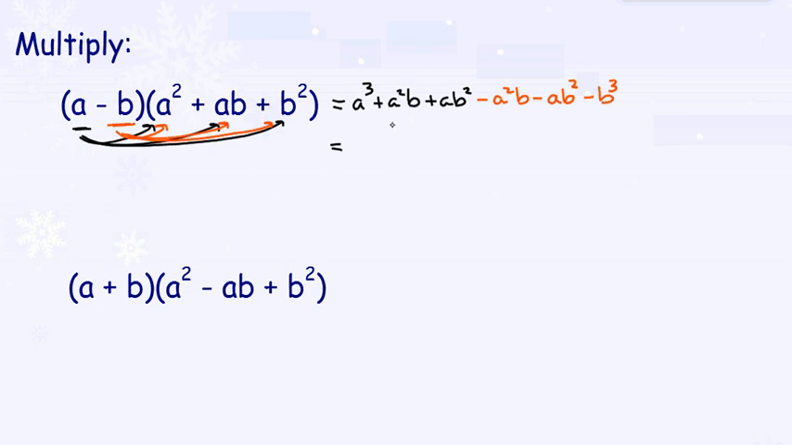So notice that we have a plus a squared b and a minus a squared b, those cancel. And notice that we also have a plus ab squared and a minus ab squared, those cancel. So all we have left is a cubed minus b cubed. Interesting.